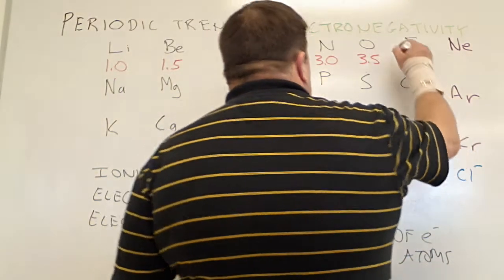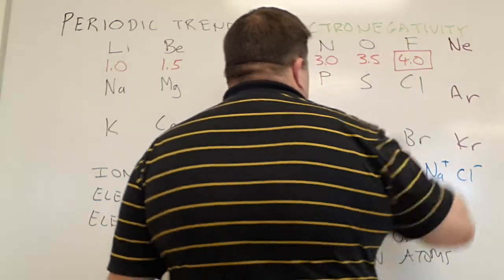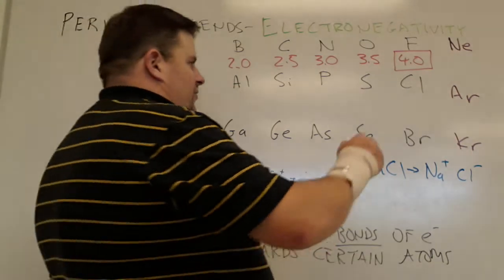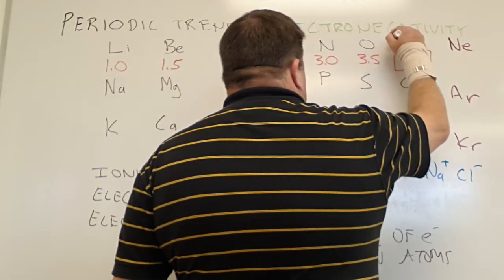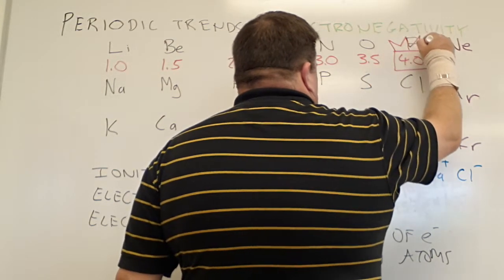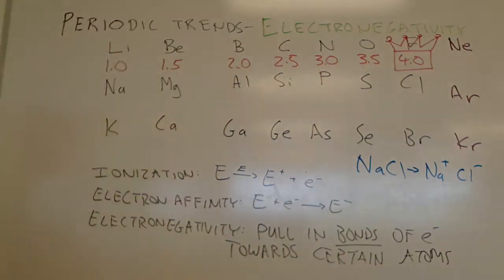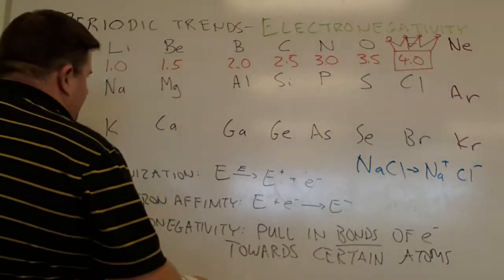So the king of electronegative atoms is fluorine right there. So I'll draw a little crown on it here, okay? Here's a little crown. There you go. Congratulations, fluorine. It's the Burger King right there. So fluorine is the king of electronegative elements, okay?